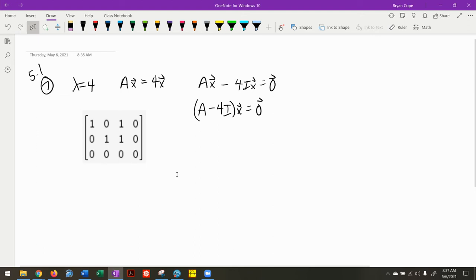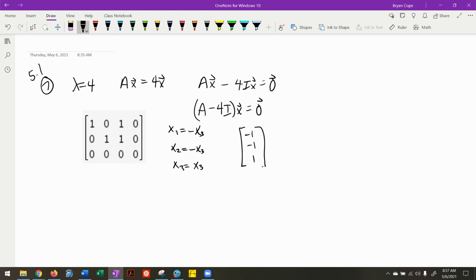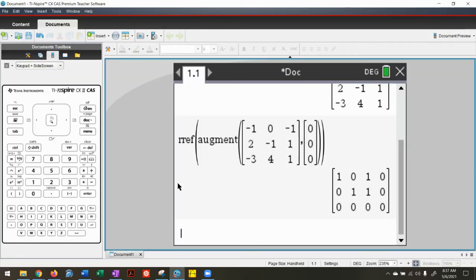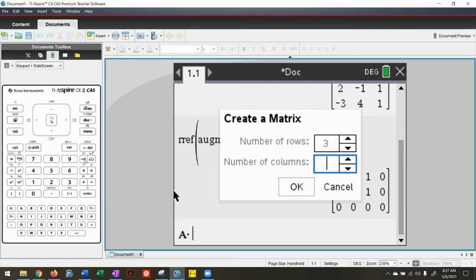All right, so after refing we get this. That means x1 equals negative x3, x2 equals negative x3, and x3 equals x3. So a basis for this eigenspace, or one particular vector that is an eigenvector, would be negative 1, negative 1, 1. And I'm going to go confirm that by taking A times that vector and showing that it is indeed 4 times the original vector.